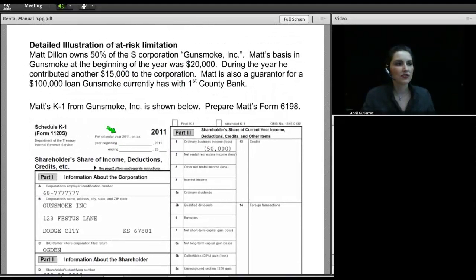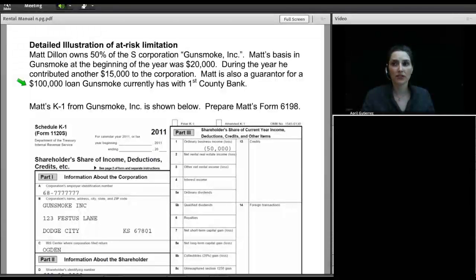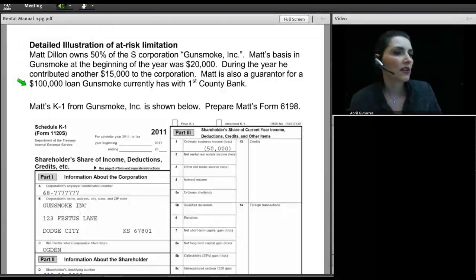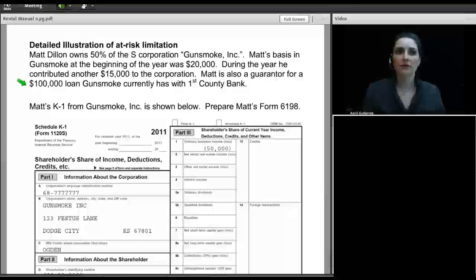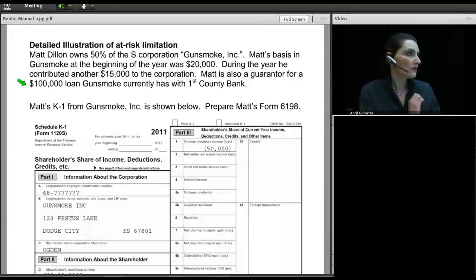And here's the interesting thing about loans that are guaranteed by shareholders in the corporation. The IRS says that you are not at risk for money that you guarantee that is loaned to a corporation. You are at risk for money that is borrowed by a partnership that you guarantee, or a limited liability company that you guarantee, but not for a corporation. So if you have an S corporation that takes out a loan and the bank asks you to co-sign as a guarantor of that loan, you are not at risk for that loan as far as the IRS is concerned when it comes to losses.